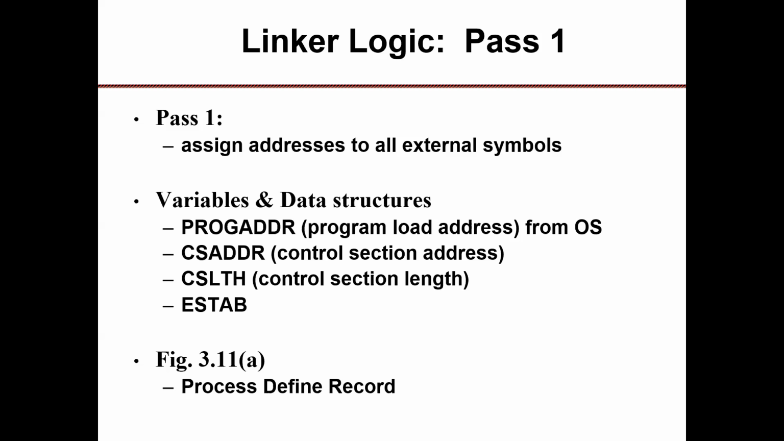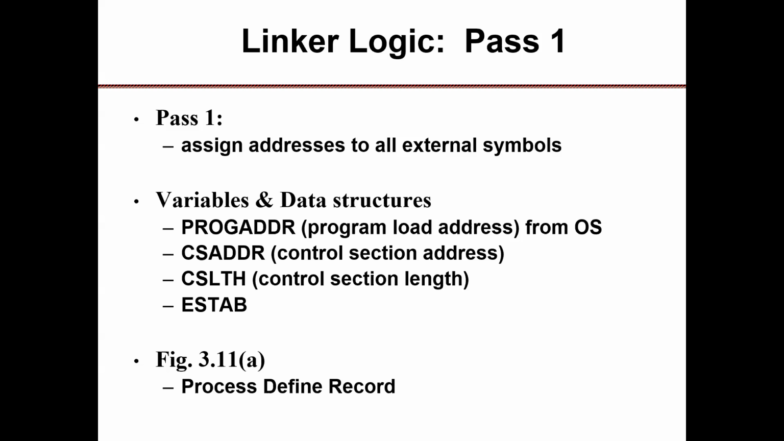Looking back at the 3 variables, the PROGADDR is going to come from the operating system when we go to load this program, when we go to run this thing. That's the starting address of where the program is going to get loaded. The second one we're going to be worried about is the CSADDR, or control section address. For the first control section, this is usually the same value as the program address, and then subsequent control sections will have their own unique addresses beyond that.